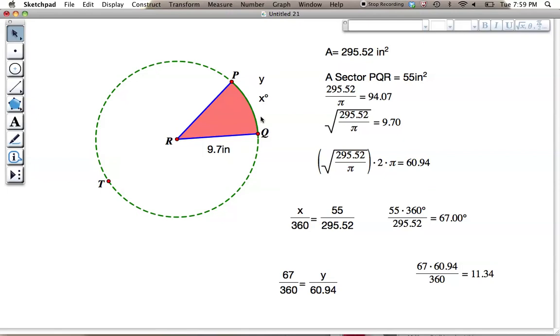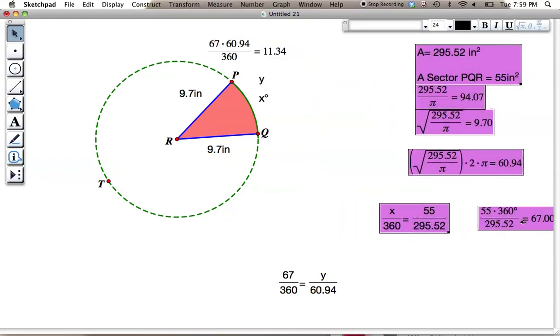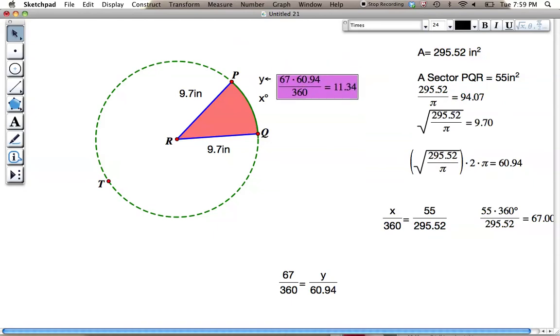Now we wish to find the perimeter of the shaded region. Well, this is going to take a little bit more thinking. I know that 11.34 is my arc length, and that's right here. I know that I have a radius and a radius. So the perimeter of this slice of pizza, if you want to think of it like that, is just going to be 11.34 plus 9.7 plus 9.7. Not too bad. I think you guys can figure that out.